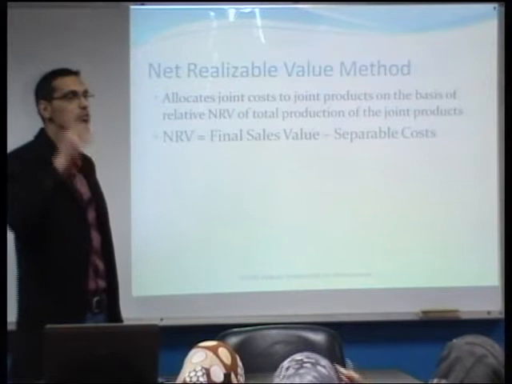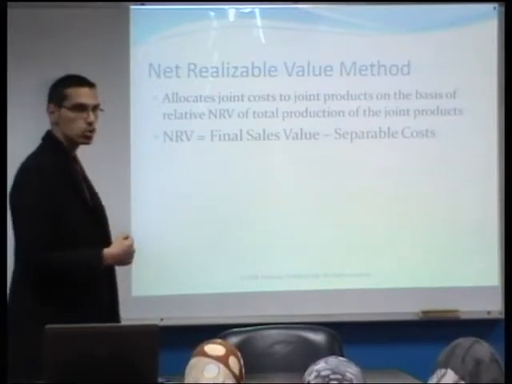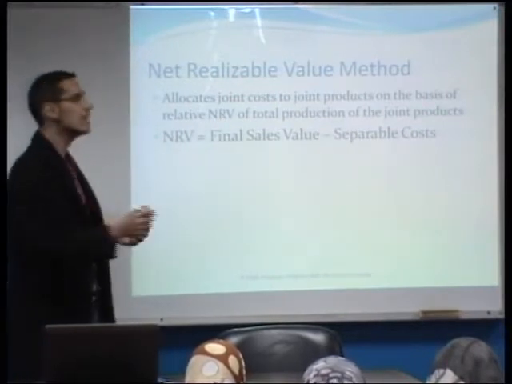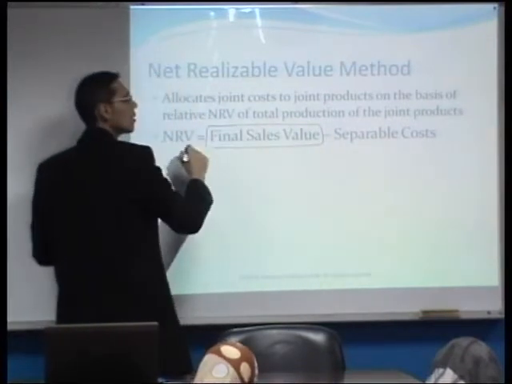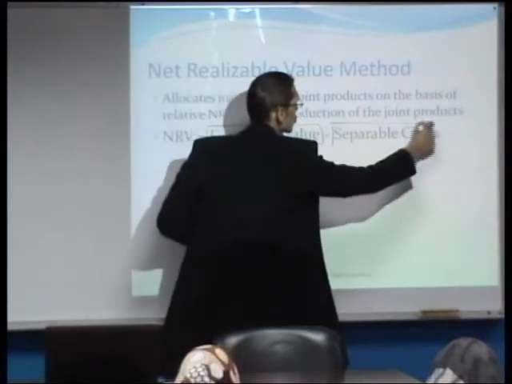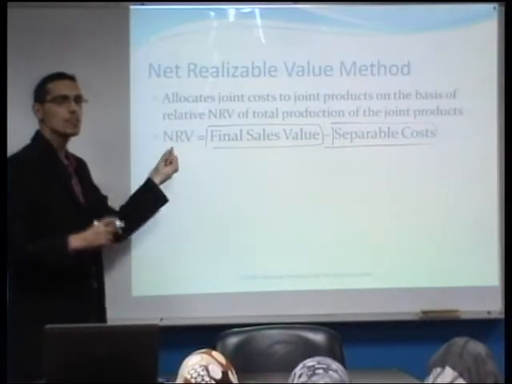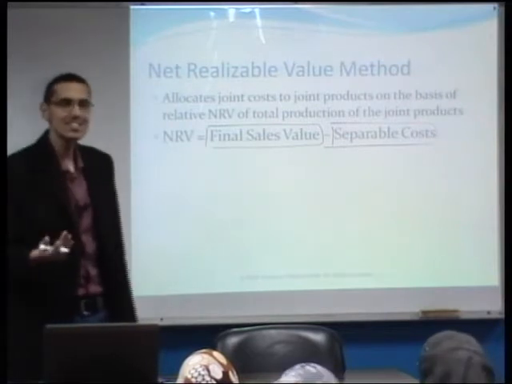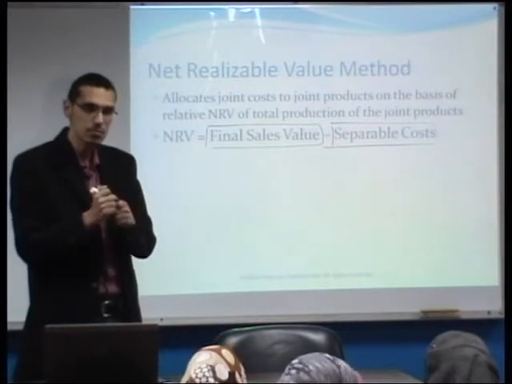And we are not talking about the amount that was sold. We are talking about the total production amount that was produced in our joint process. So what do we mean by the NRV? NRV is the final sales value minus the separable costs. Of course, we are going to get the NRV because we are going to process further these products.